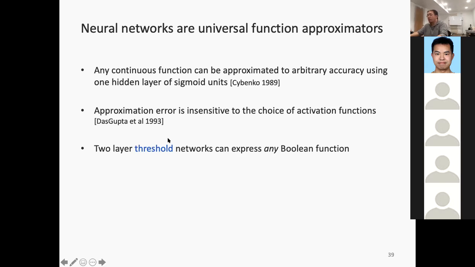So one concrete example: if you use two-layer threshold networks, which means you use this sign function, a linear threshold unit, it is shown that it can express any Boolean function. So now I want to ask, if you just use one linear threshold unit, can it express any Boolean function? What kind of Boolean function can it not express?